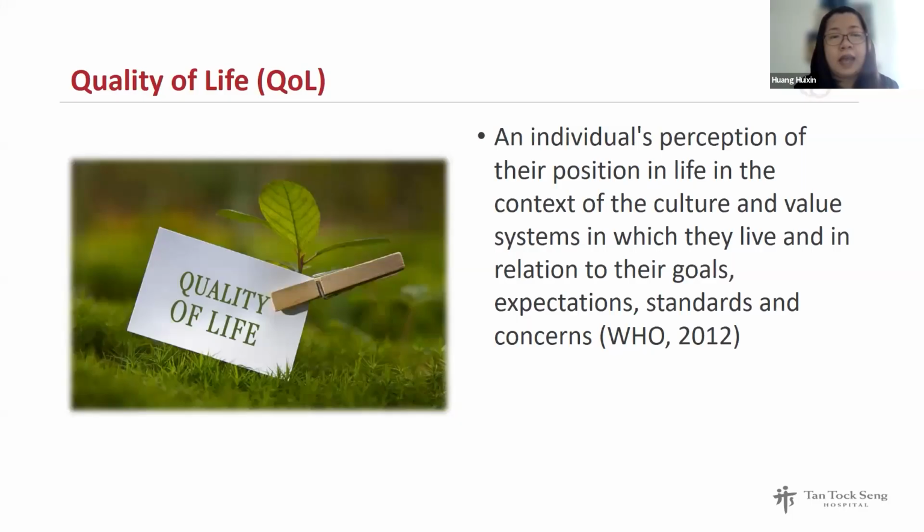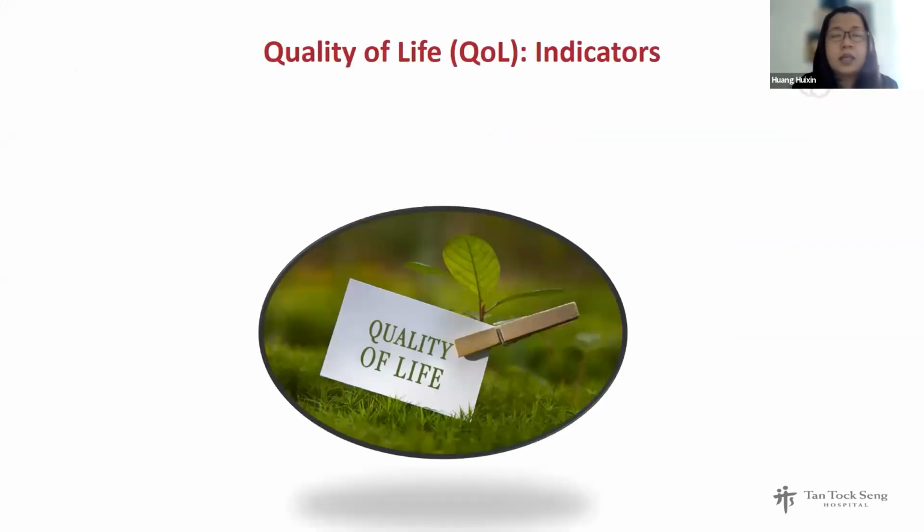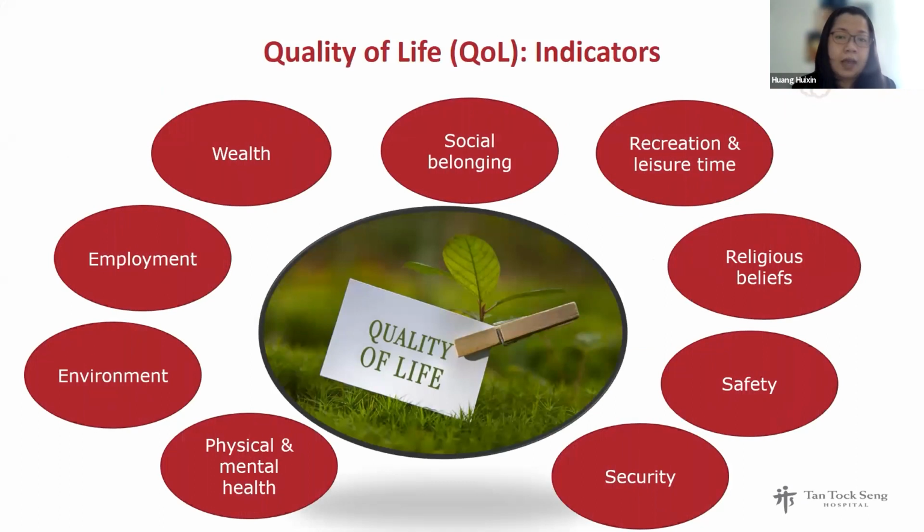So for quality of life, what exactly is it in the eyes of everybody and also patients with MND? Basically, quality of life is defined by WHO as a perception of their position in life in the context of the culture and value system in which they live, and in relation to their goals, expectations, standards, and concerns. And some of the indicators of quality of life are as follows.